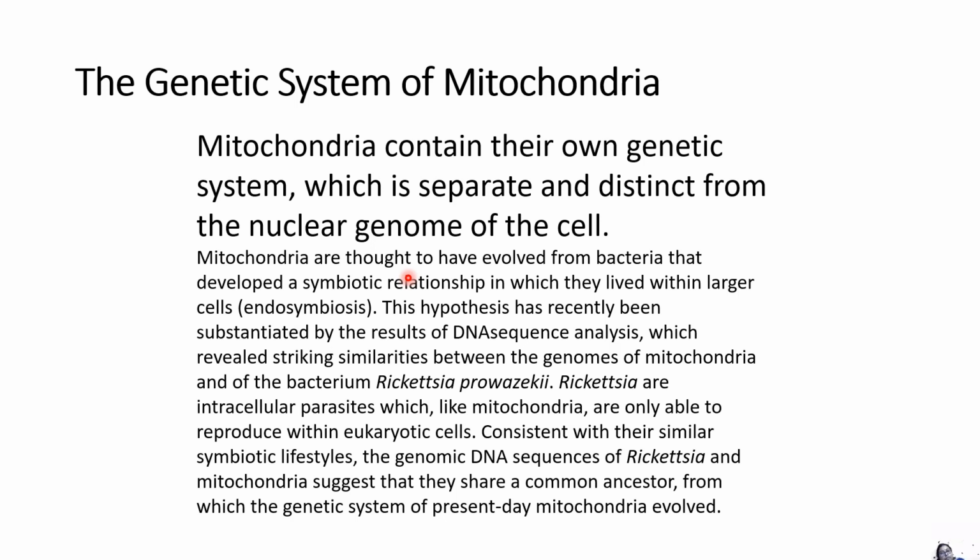So they are thought to have evolved from bacteria that developed a symbiotic relationship in which they live within large cells. That is the endosymbiotic theory. This hypothesis has recently been substantiated by the results of DNA sequence analysis, which reveals striking similarities between the genomes of mitochondria and of bacteria such as Rickettsia prowazekii. Rickettsia are intracellular parasites which, like mitochondria, are only able to reproduce within eukaryotic cells. Consistent with their similar symbiotic lifestyles, genomic DNA sequences of Rickettsia and mitochondria suggest that they share a common ancestor from which the genetic system of present-day mitochondria has evolved.